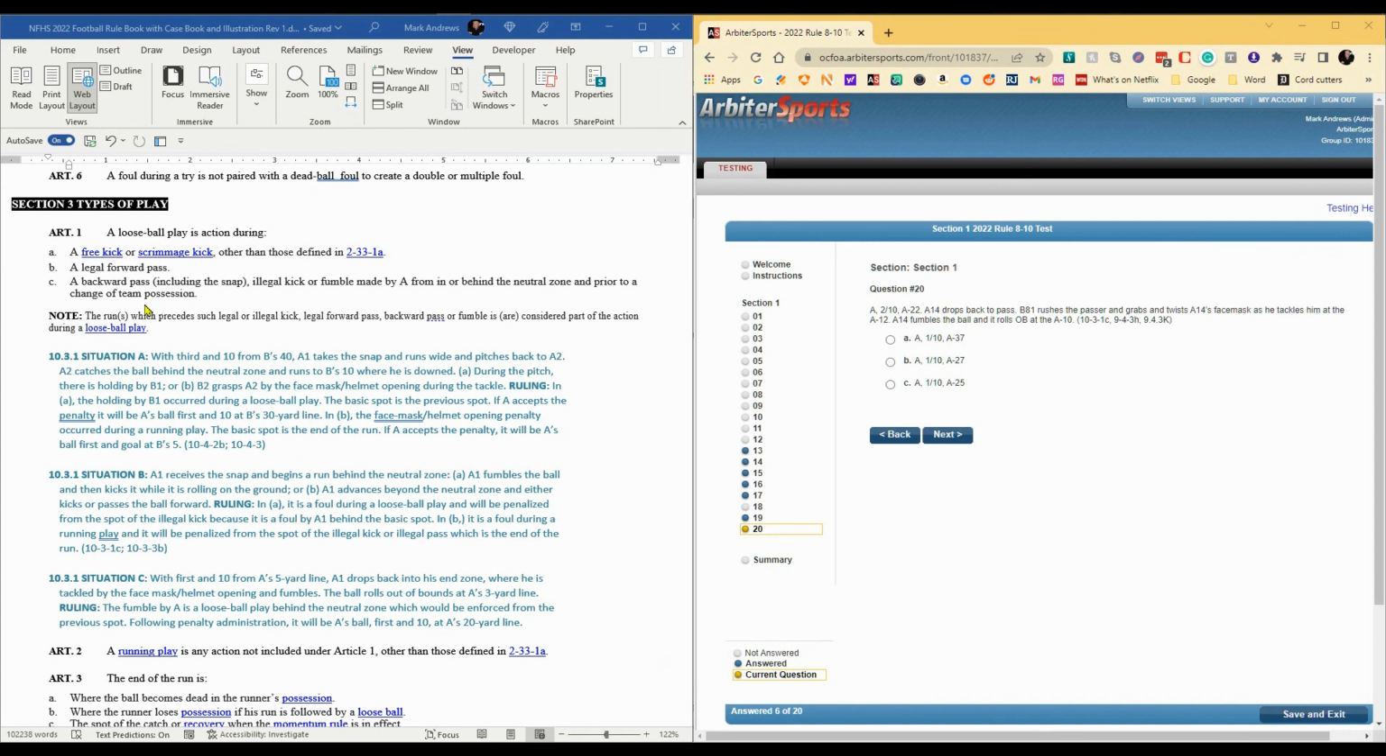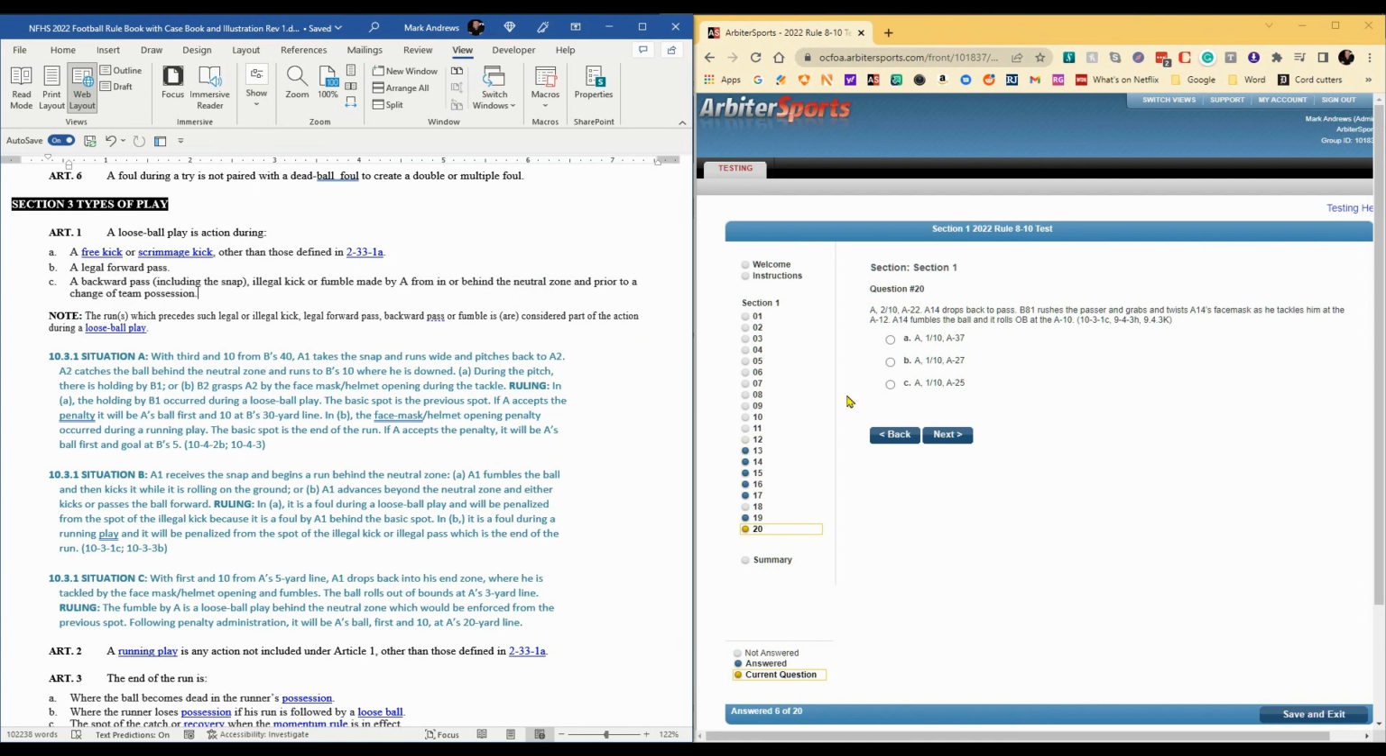Okay, that's different. We started at the A22 and the ball went out of bounds at the A10, but this is going to be previous spot enforcement. 10-3-1-c tells us a loose ball play is action during a backward pass, including the snap, illegal kick. And don't forget that, guys, the snap is actually a backward pass. Or fumble made by A in or behind the neutral zone prior to change of team possession. So, this is a loose ball play.